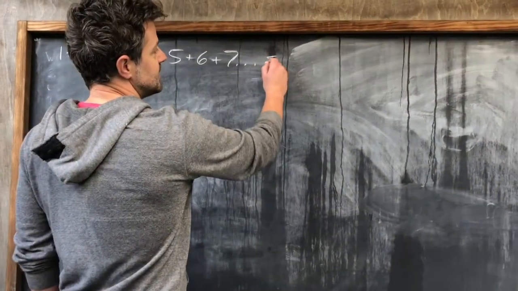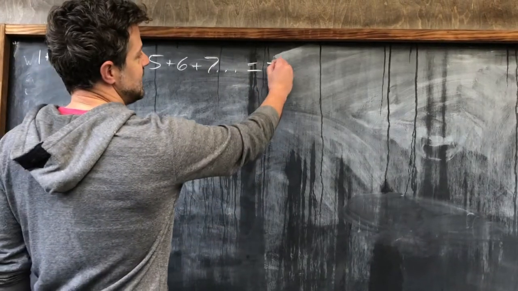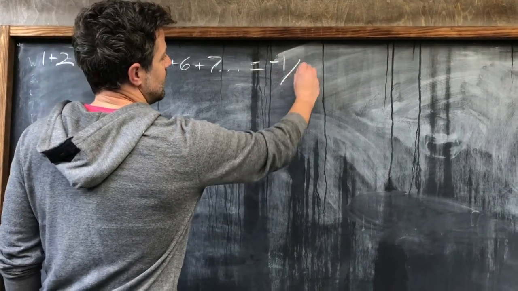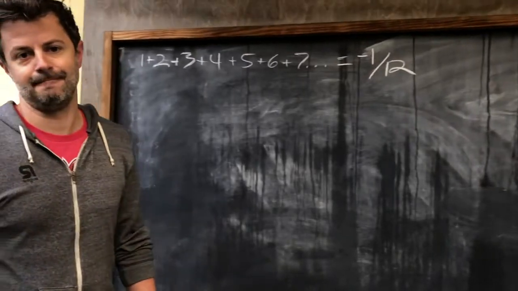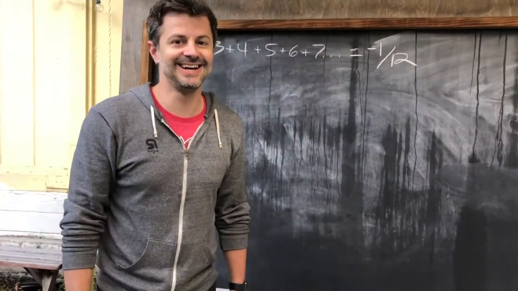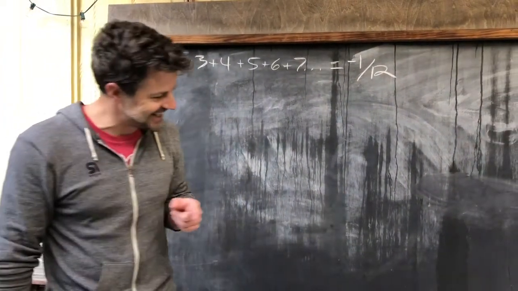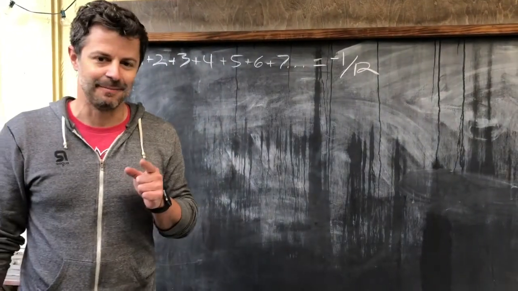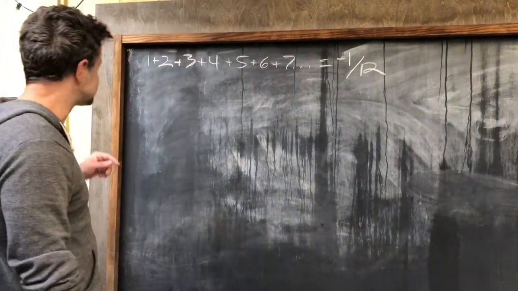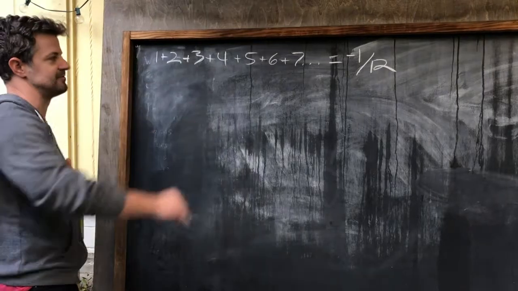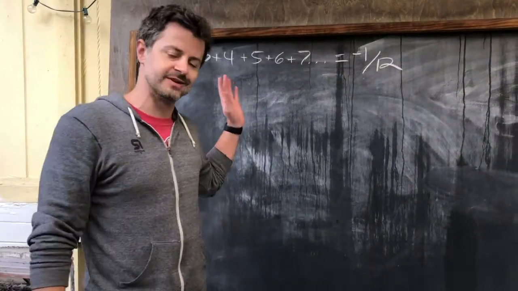Another way to look at that is, you can also get negative 1/12. How? Right? It's really bizarre, but I'll get there. So I'm gonna put this aside for now. The sum of all positive integers.